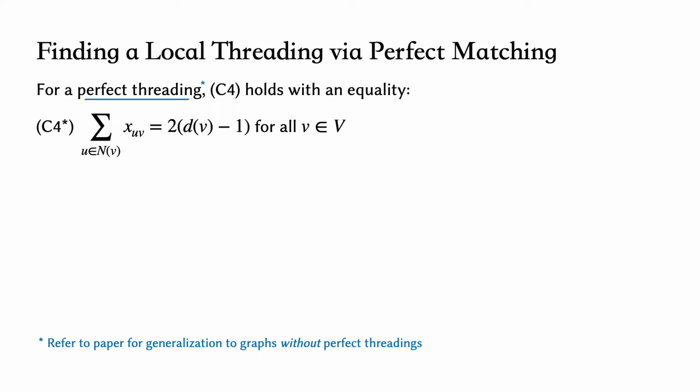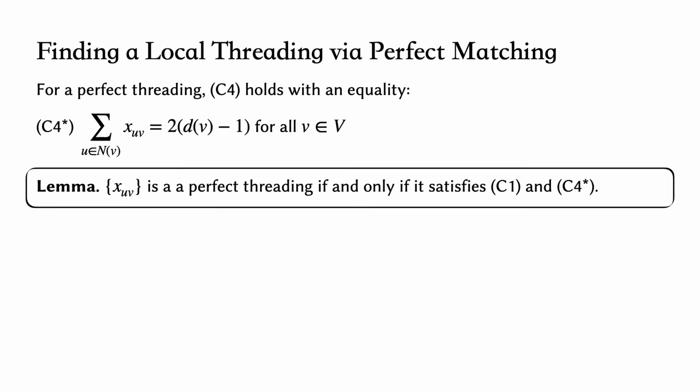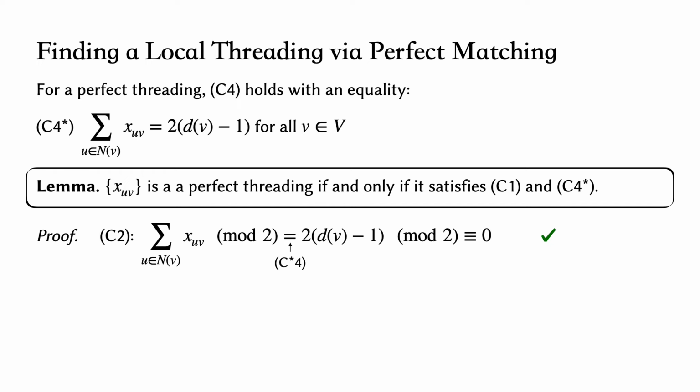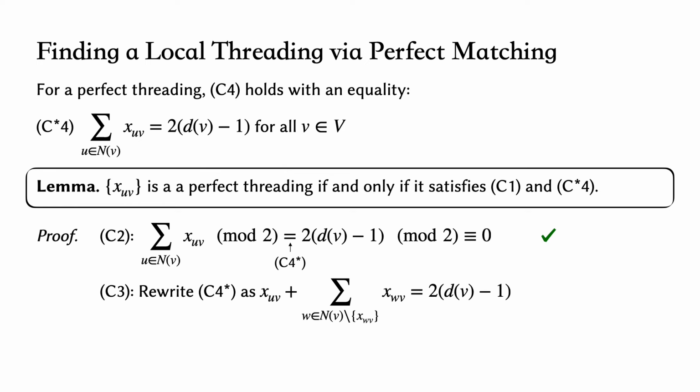For a perfect threading, constraint 4 holds with equality. We'll denote this modified constraint as C4 star. It is easy to verify that a local threading is a perfect threading if and only if it satisfies constraint 1 and this modified constraint C4 star. C2 follows immediately from C4 star because the sum of counts is even. We can rewrite C4 star and combine it with C1 to show that C3, which forbids U-turns, indeed holds.